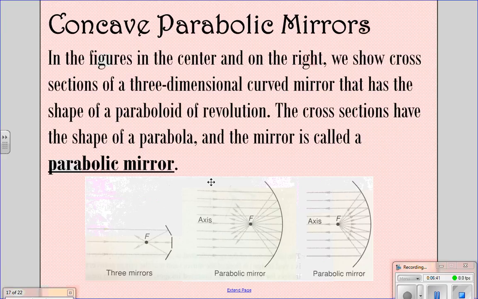So now we're going to look at concave parabolic mirrors. In the figure in the center and on the right, we show cross sections of a three-dimensional curved mirror that has the shape of a paraboloid of revolution. So this word right here, you say it paraboloid. Cross sections have the shape of a parabola, and the mirror is called a parabolic mirror. So they've got an example. You've got three mirrors, and as you make them more curved, that's going to be a parabolic mirror.